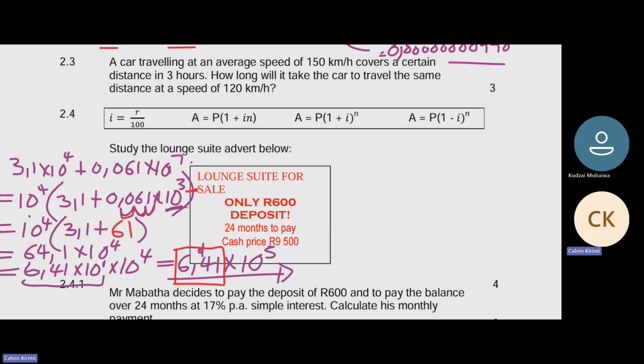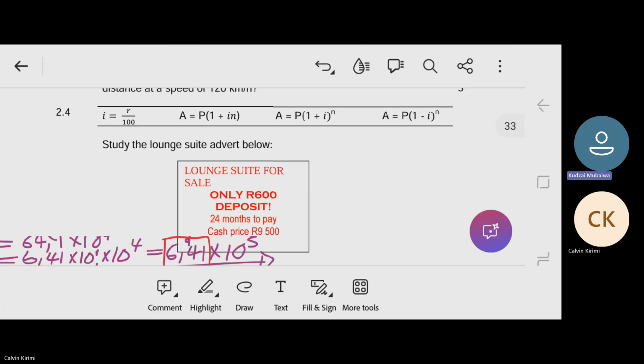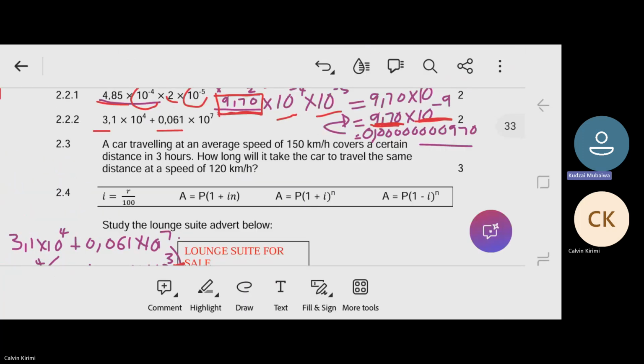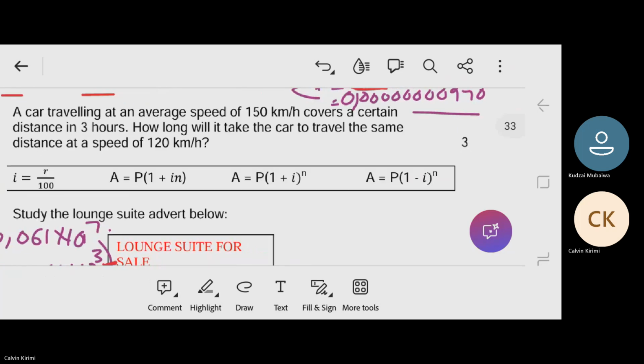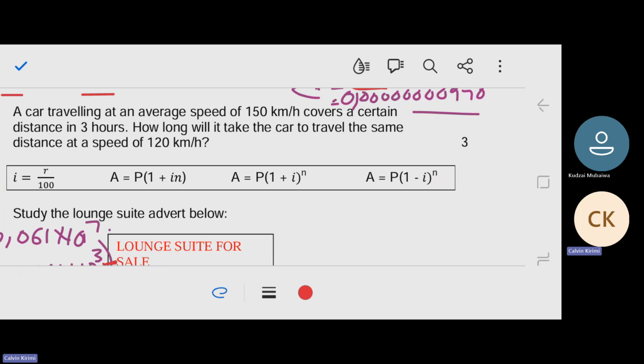A car traveling at an average speed of 150 kilometers per hour covers a certain distance in 3 hours. How long will the car travel the same distance at a speed of 120 kilometers per hour? What are you going to do? We are going to first write our formula. Our formula says speed is equals to distance over what?